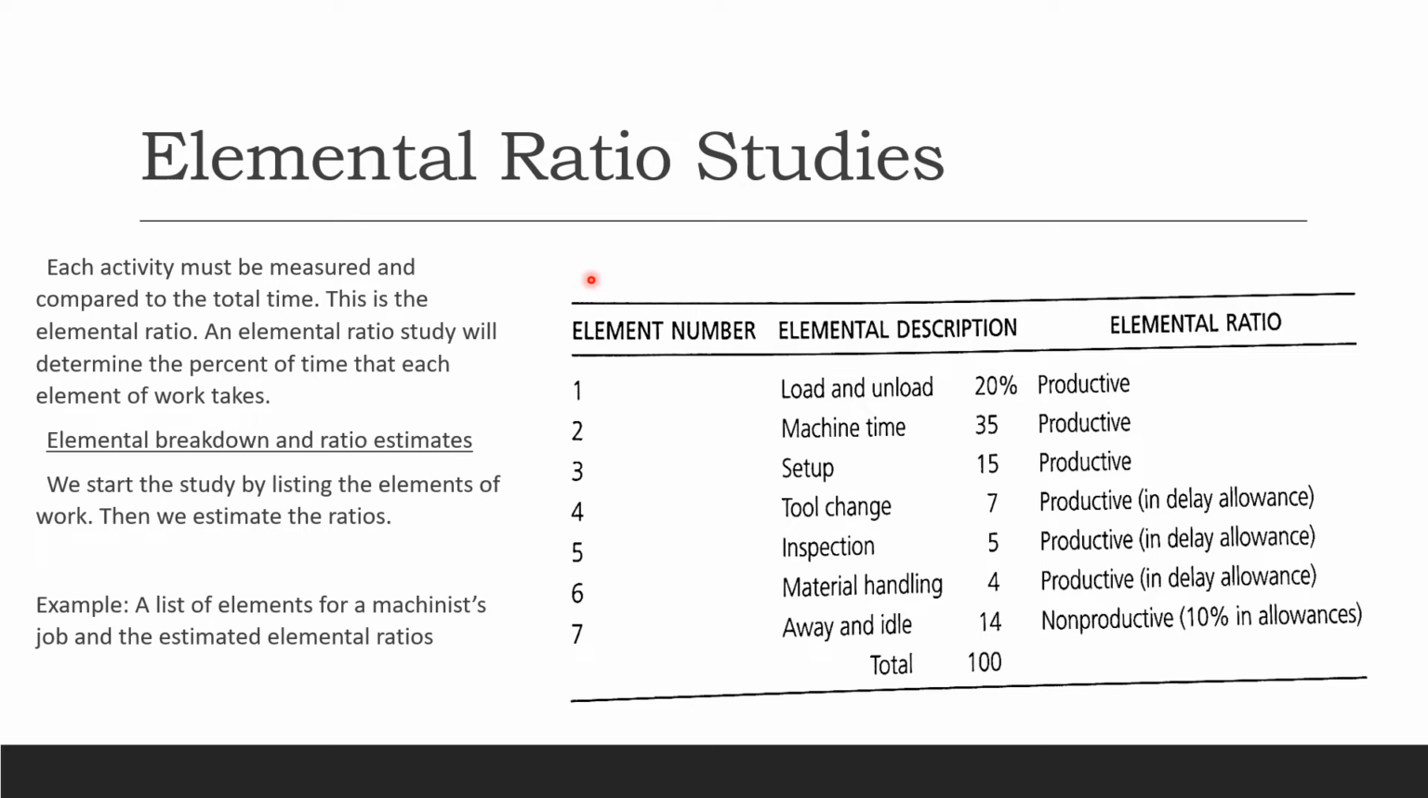So when you come back here and apply it to big things like an operation, we're talking about the work element. If you take a look at an operation and divide it into different parts, each part we call a work element. So what we do in elemental ratio is measure each activity of an operation and compare it to the total time of that operation.